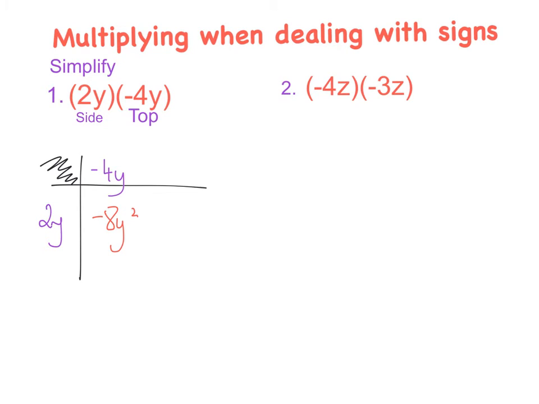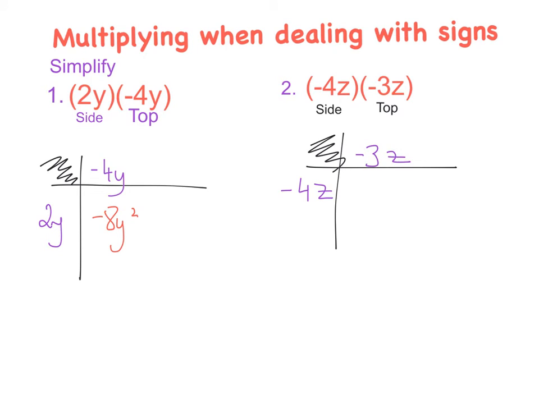The second example I have here is minus 4z multiplied by minus 3z. And again, we're multiplying and we're dealing with signs, so those rules come back into effect. So draw my box multiplication. Side under the 4z and top under the minus 3z. Sorry, so that should have been side under the minus 4z and top under the minus 3z. So along the side I'm going to write minus 4z, and on top I'm going to have minus 3z.